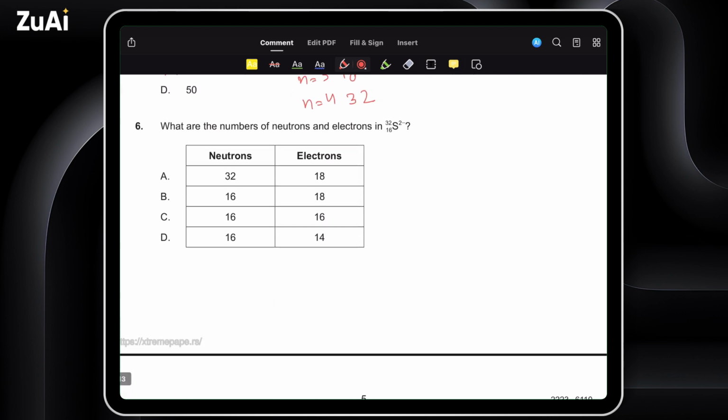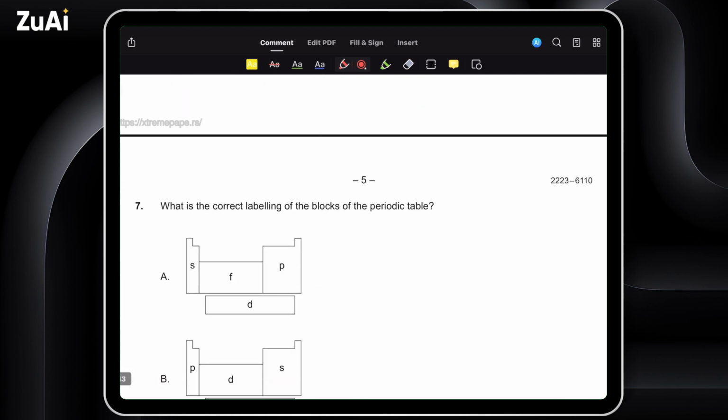What are the number of neutrons and electrons in this? So how many electrons are there? There is a 2 minus charge, so there must be 2 more electrons. And how many neutrons? 32 minus 16, it should be 16. So that's why B is the answer.